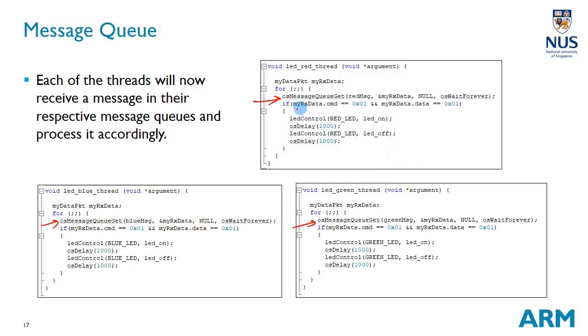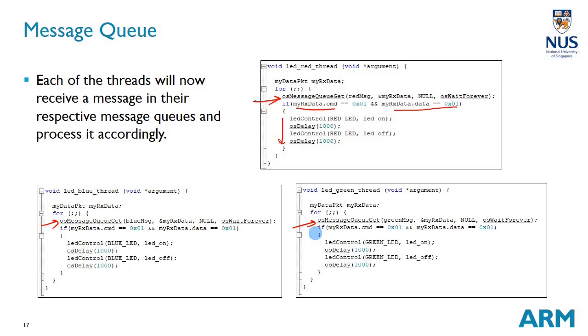Once the message comes in, I'm going to decode the message to confirm the command packet and data packet information. That is what I do for all three threads. And if they are valid, or if they have some expected combination, I will control the LED in a particular way. That is what I'm doing for all three threads.